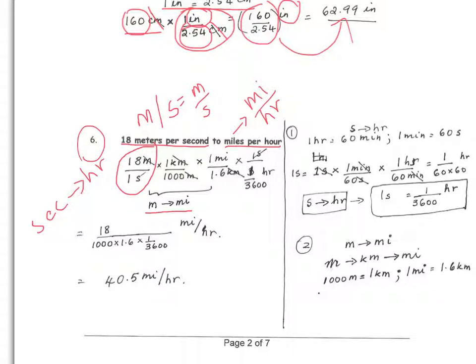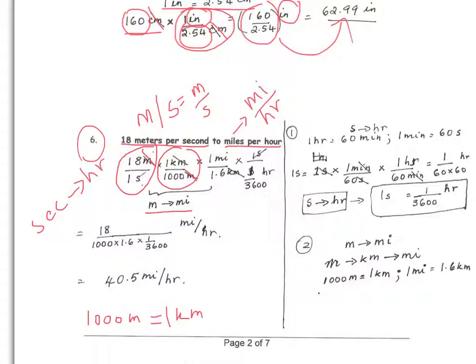So 18 meters per second times, and the conversion is 1000 meters equals 1 kilometer. So 1000 meters equals 1 kilometer. That's the equation that gives us this ratio. We multiply it with this particular fraction or ratio, so the meters get cancelled. So now we've converted the meters to kilometers.